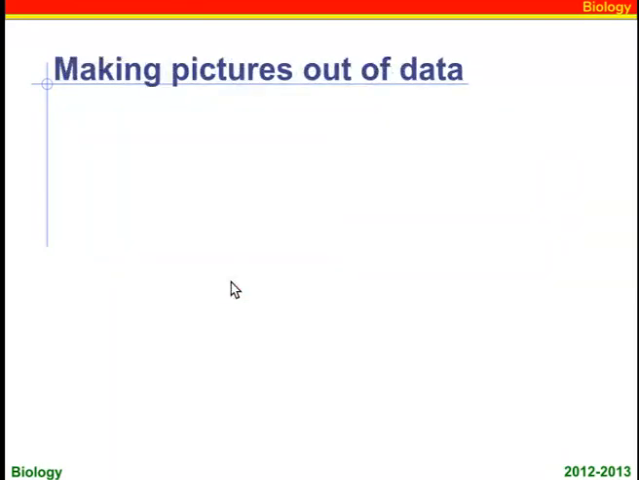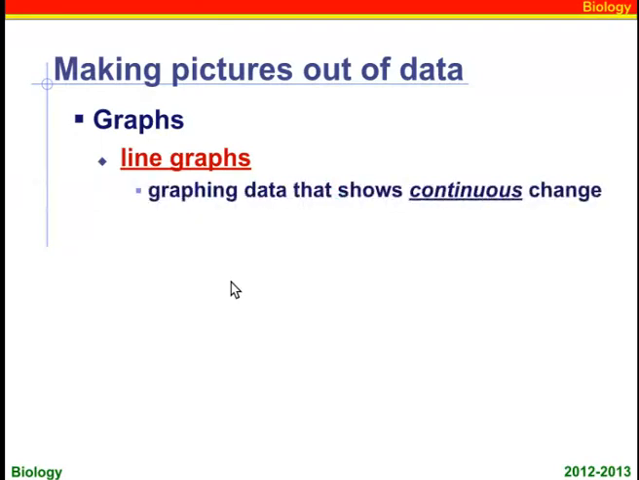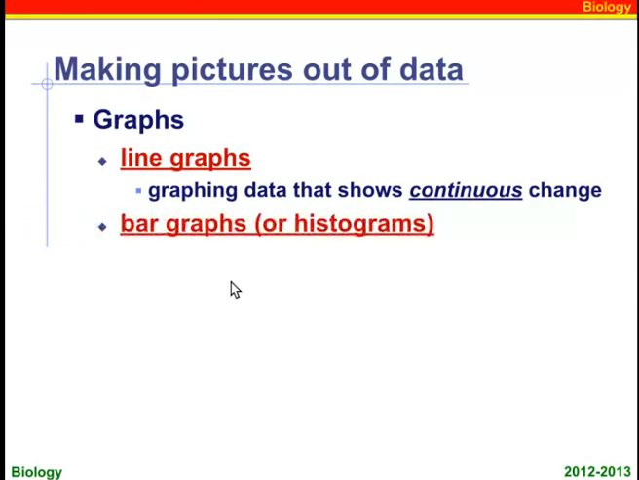Okay? Now, in order to represent our data, we make pictures of our data. Right? So we draw graphs. And there are a couple types of graphs that we're going to use in science almost on a regular basis. One of them is a line graph. Now, we use line graphs for specific purposes. Whenever we want to show continuous change, or how things are changing over time, we use a line graph. Okay?